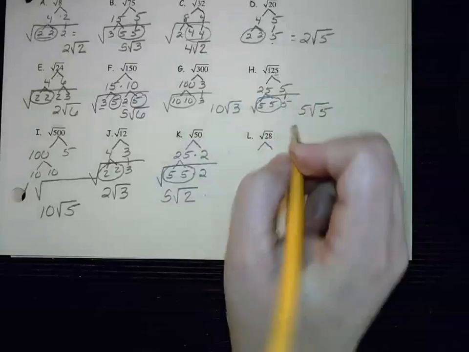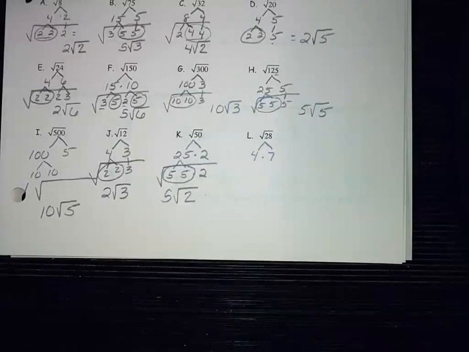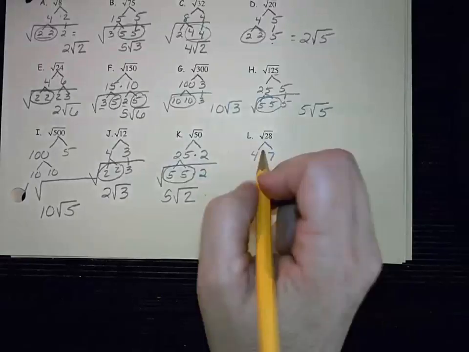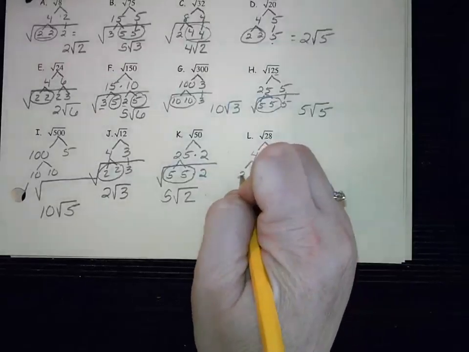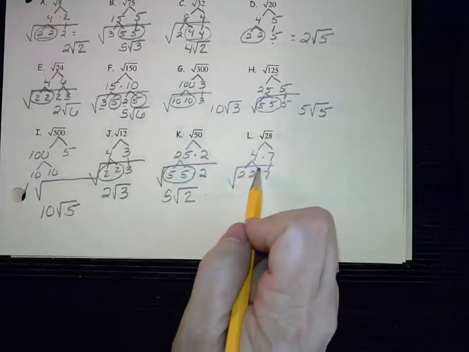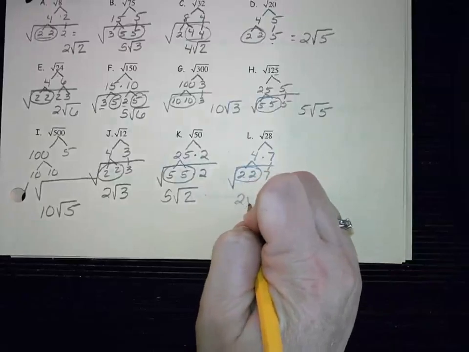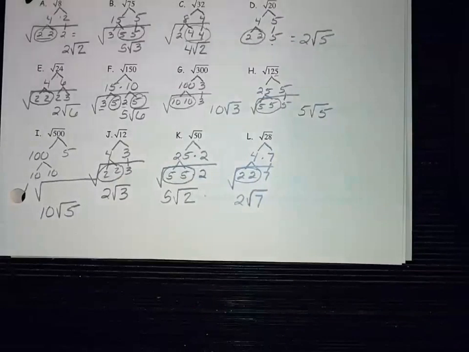Letter L, 28 will be broken down into a 4 times 7. The 4 can be broken down into a 2 times 2. Those two are a pair, so you end up with 2 square root of 7.